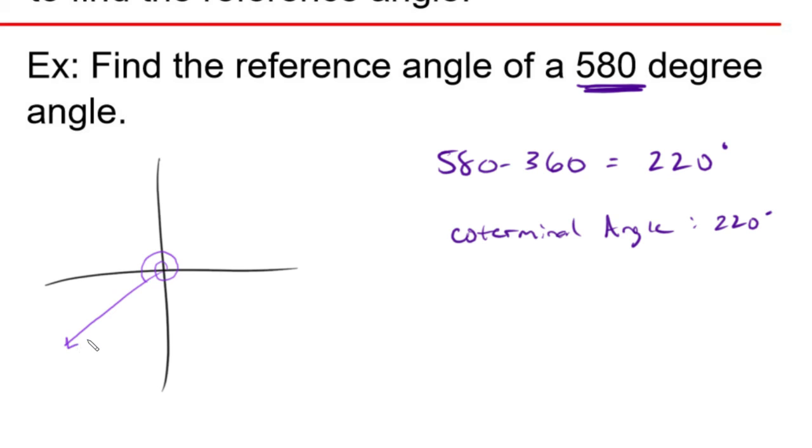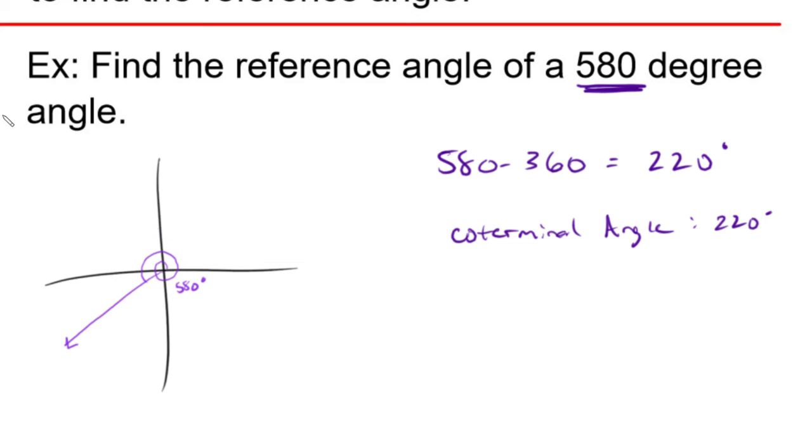All right. Something like that. So this would be the full 580 degrees. Might be a little tiny. Right? That would be the full 580 degrees. Then we found the coterminal angle, and this was the coterminal angle. It was just 220 degrees.